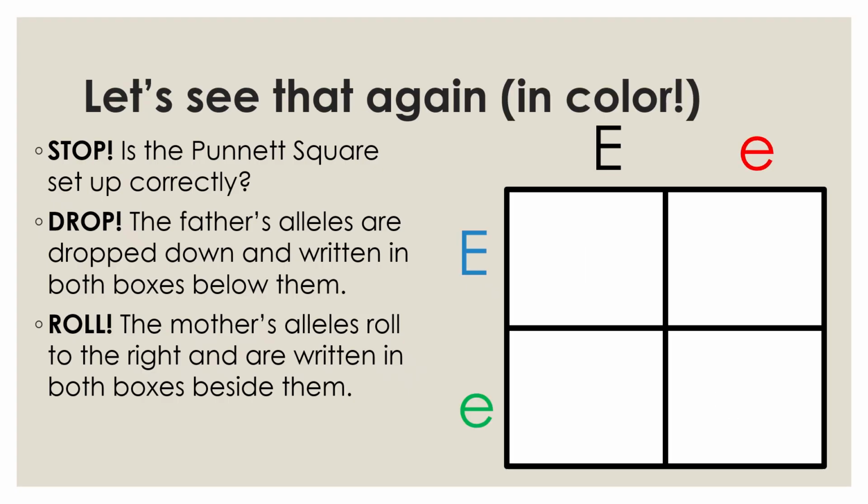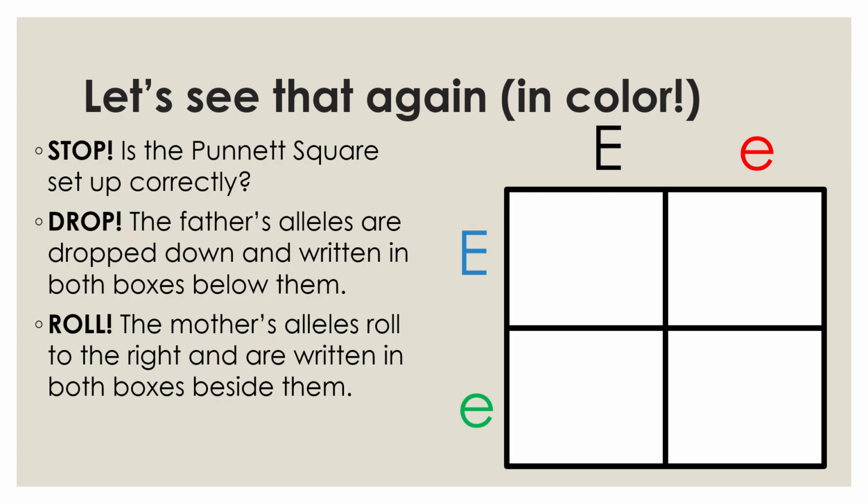Let's see that again in color. In an effort to make sure you understand how to arrange the letters in a Punnett square, I'm showing you the arrangement again. And I've changed the colors of the letters so that you can track where they're moving a little more easily. So again, we've got to stop and make sure the Punnett square is set up correctly.